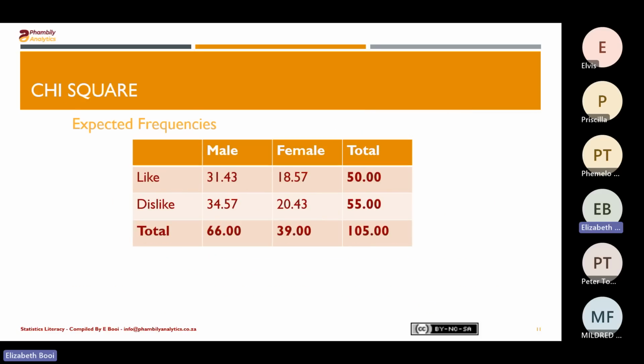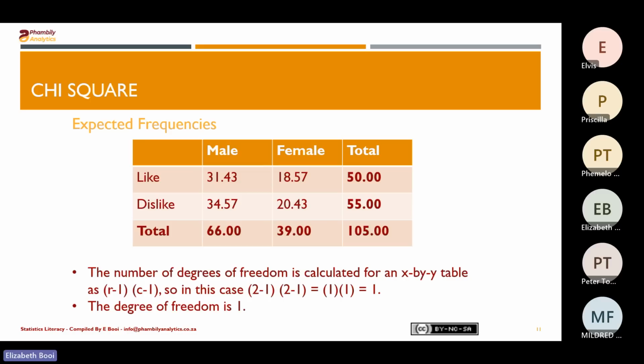So I calculated the expected values, and I need to go and find the critical value. That's the next step, right? To find the critical value, I need to use the degrees of freedom and the alpha. If our alpha was 0.05, our degrees of freedom is number of rows minus 1 times number of columns minus 1. There are 2 rows, 2 columns, so the degrees of freedom is 1.